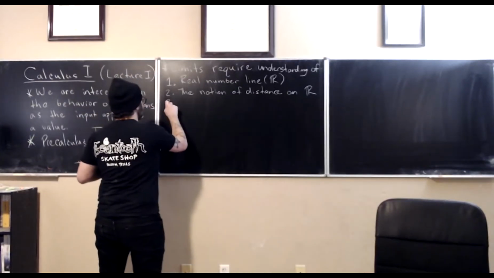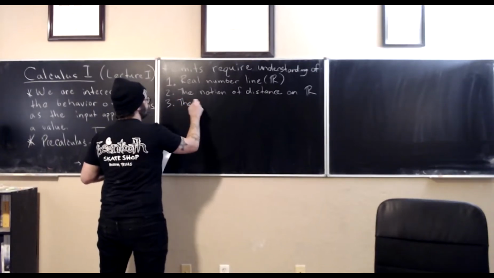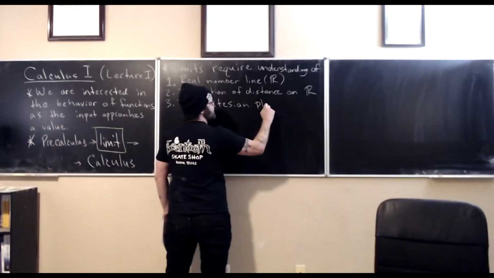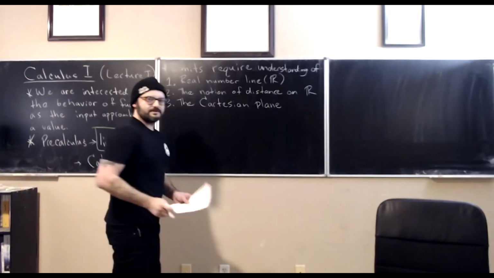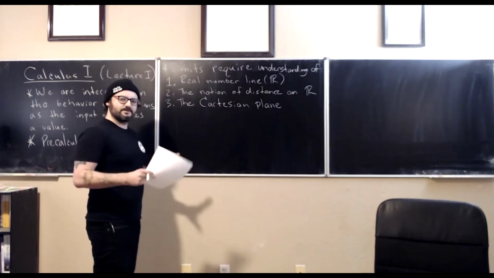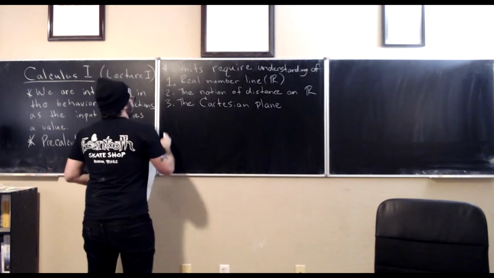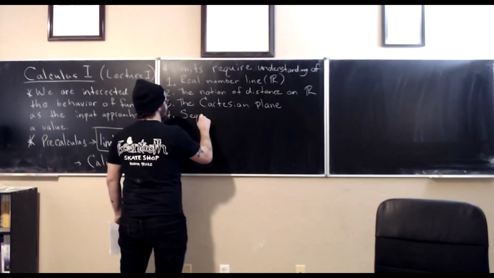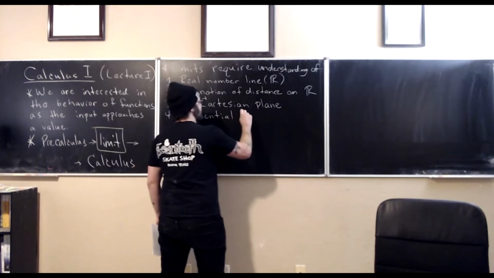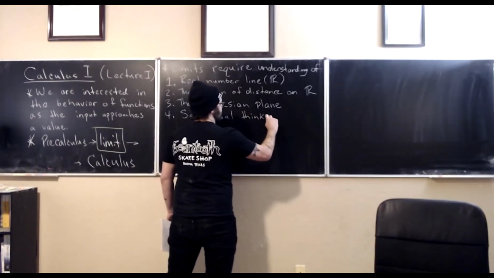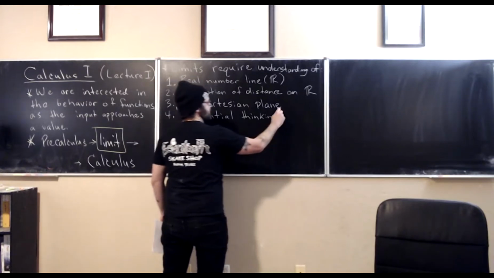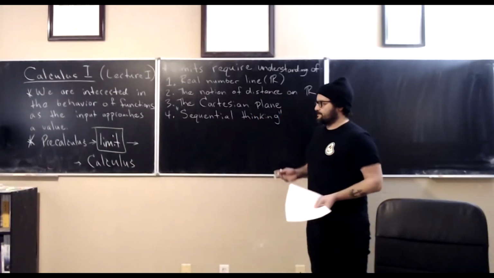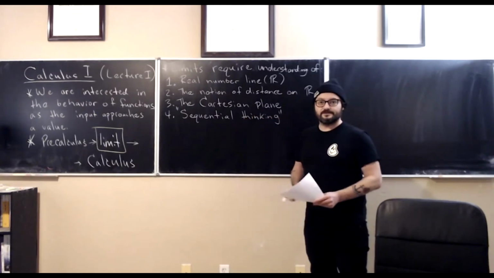Okay. And then three, we have to really understand what the Cartesian plane is. And yes, I know that all of you will know that the Cartesian plane is this two-dimensional surface that you plot functions on, but there's a little bit more to it than that. And then finally, I suppose I'll call it sequential thinking. Because that's kind of a vague term there. Okay. So before we can even talk about limits, we need to understand these four concepts really well.